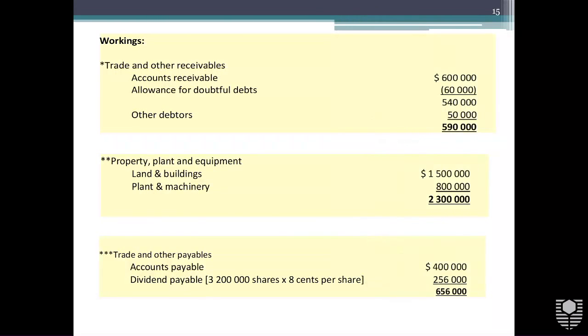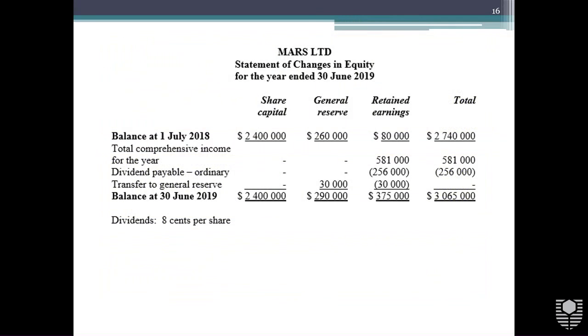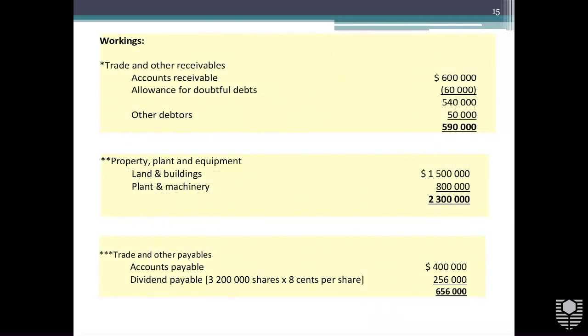So now we need to do our statement of changes in equity. So we've got our 4 columns there. We've got our share capital, our general reserve, our retained earnings, and our total column. Remember, our total must equal our equity section, the 3,065,000. Right, so let's start off with our share capital. There was no new issues of shares, so our opening and closing balance is 2.4.